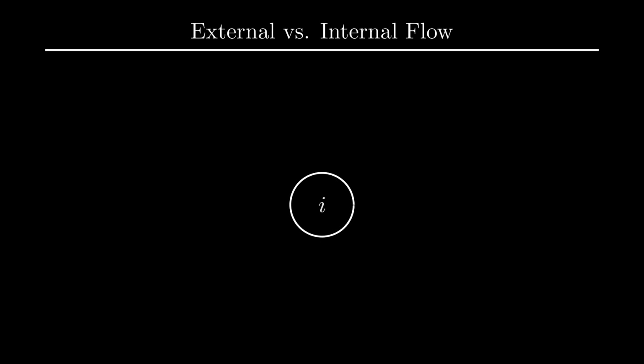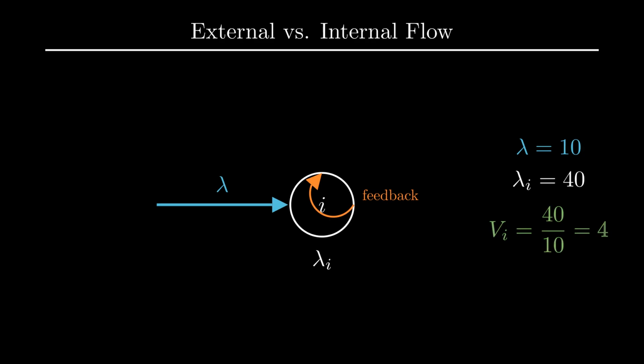Let lambda denote the rate of new customers entering the network from outside, and lambda sub I the total passage rate through Node I. When feedback exists, the same customer may pass through Node I many times, so lambda sub I can be much larger than lambda. For instance, if 10 customers per second enter the network but Node I sees 40 passages per second, then each customer visits Node I on average 4 times.